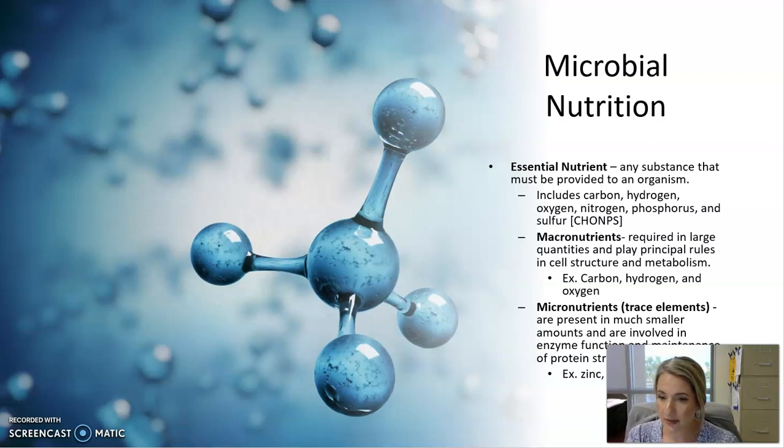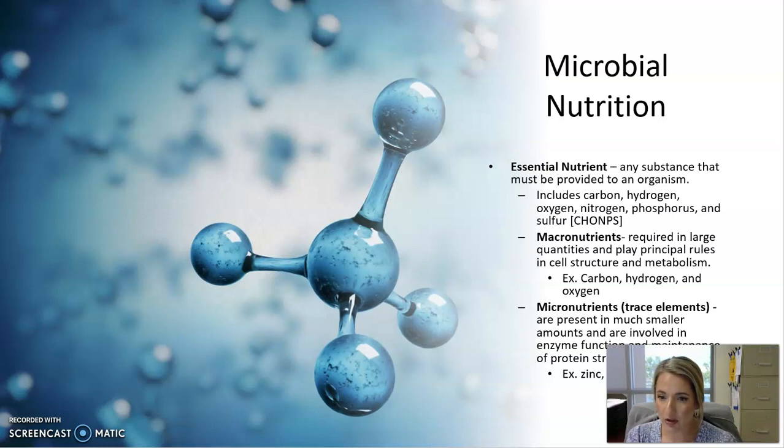With microorganisms and nutrients, they often require different quantities of nutrients. If a microorganism requires a large quantity of a nutrient, which is typically common if the nutrient plays a very important role in the cell, navigating processes that are utilized all the time within the cell, then those nutrients are considered macronutrients. So nutrients required in large quantities, such as carbon, hydrogen, and oxygen, are considered macronutrients.